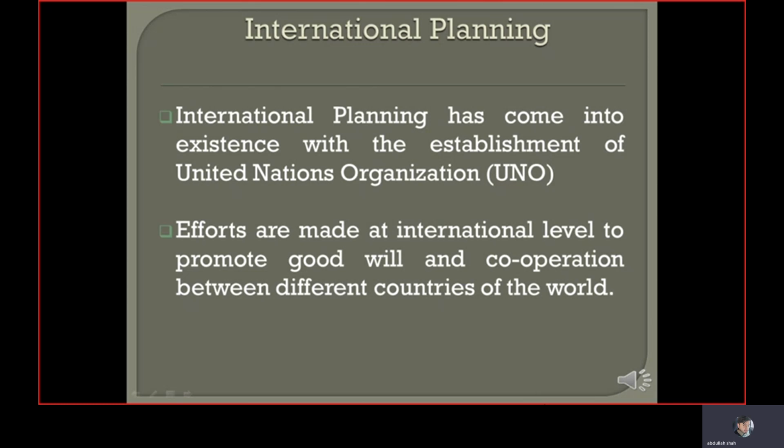With the establishment of the United Nations organization, international planning has started. Using the forum of the United Nations organization, cooperation and goodwill is promoted between the countries of the world.